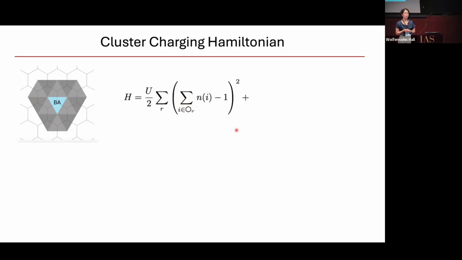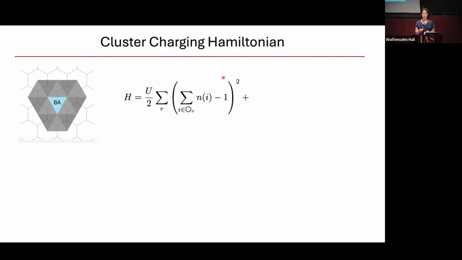And this is a term that is trying to control not just on-site occupation, but nearest neighbor occupation, second neighbor occupation, and third neighbor occupation. So it's a sort of long-range interaction, but it's not as long-tailed as a Coulomb interaction, but it's still more structured than on-site interaction, which is really responsible for a lot of the richness that we are seeing.